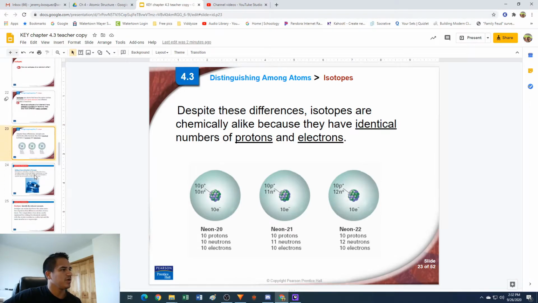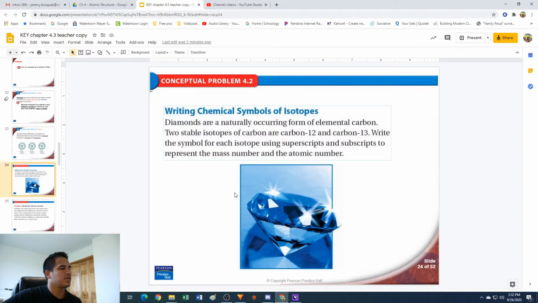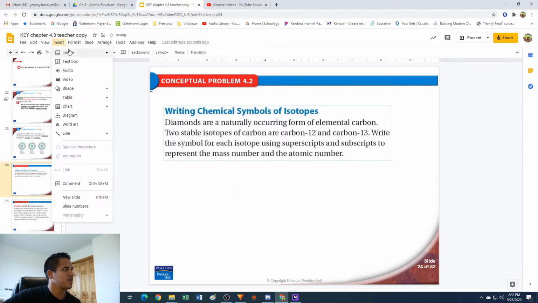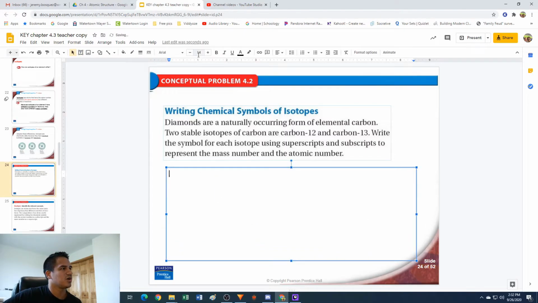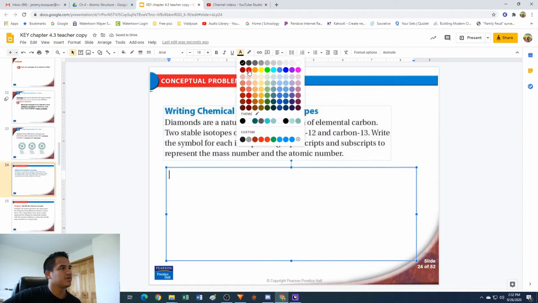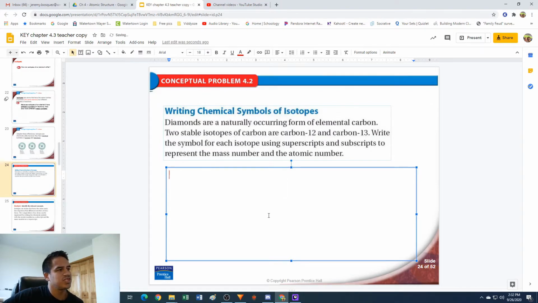But okay, so here is a problem, and again, we'll erase this little picture so you have some space to type and do some writing. It says diamonds are a naturally occurring form of elemental carbon. Two stable isotopes of carbon are carbon-12 and carbon-13. Write the symbol for each isotope using superscripts and subscripts to represent the mass number and the atomic number.